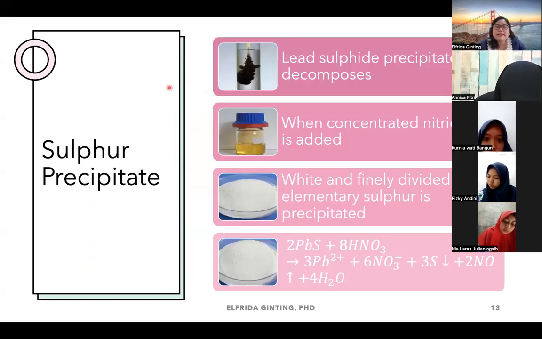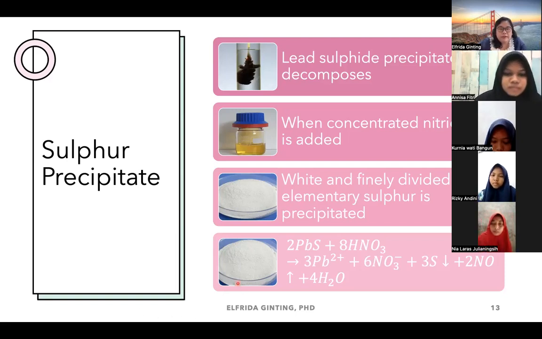Okay, now let's see here. This is lead sulfide. Remember, in the previous slide I mentioned that you can decompose lead sulfide. How can you decompose it? You react the lead sulfide with concentrated nitric acid. So this is the color. When you react the black precipitate, lead sulfide, with concentrated nitric acid, you will have a white precipitate of sulfur.